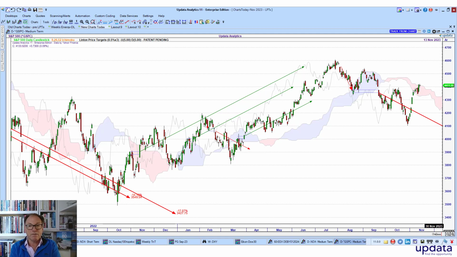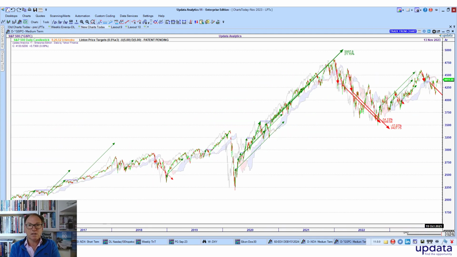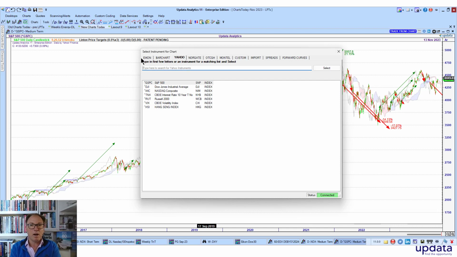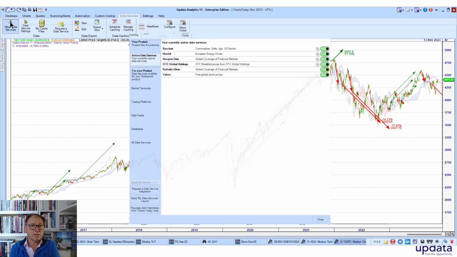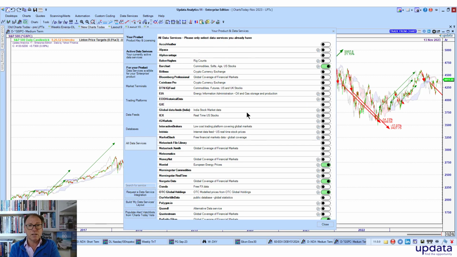I don't mind having it set as 2, but that just shows you all the targets. So again, that's quite key. Now, remembering, I've got lots of different data services set up in Updata. If you want to go to set up your data services, there are literally dozens.